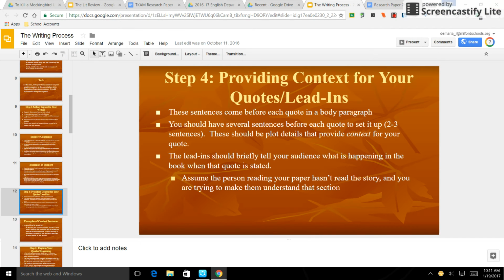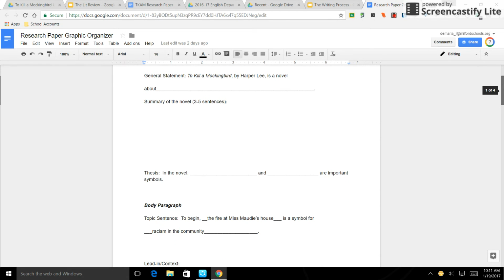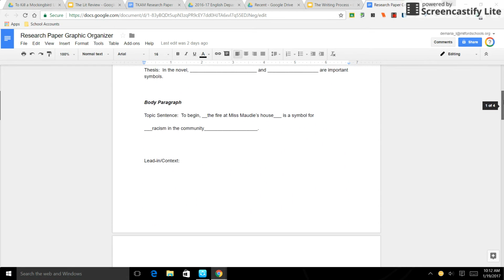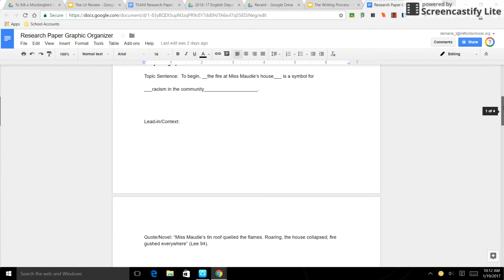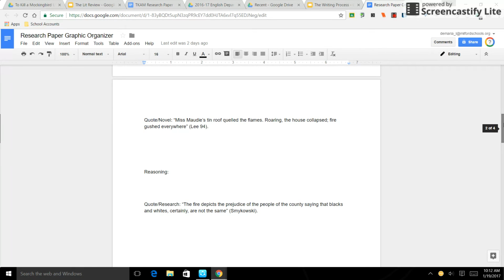All right, so let's come over here to the sample graphic organizer. Earlier this week, you guys did your thesis statements, and then you did your topic sentences. Yesterday, you were supposed to find your quotes. And again, just a little refresher from yesterday, you want to find your quote from the research first. When we say research, that's the quote that's coming from the article that we read and annotated about symbolism and racism in To Kill a Mockingbird.